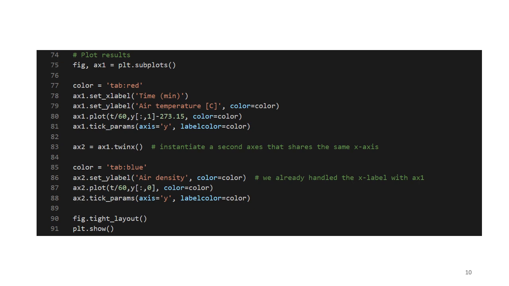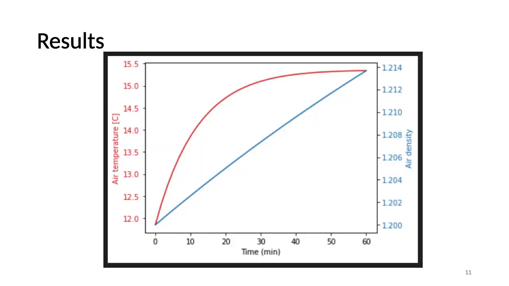So what I'm going to do now is to plot the results. I plotted both dependent variables in one graph. So this is how it looks. Air temperature has increased by about 3 degrees in 1 hour and air density has also increased by a smaller amount.